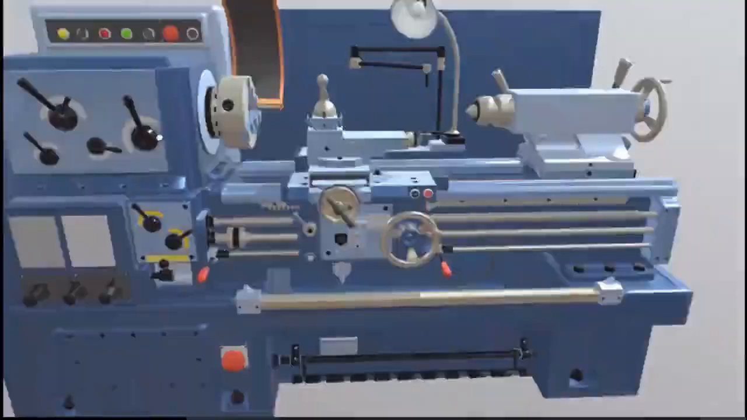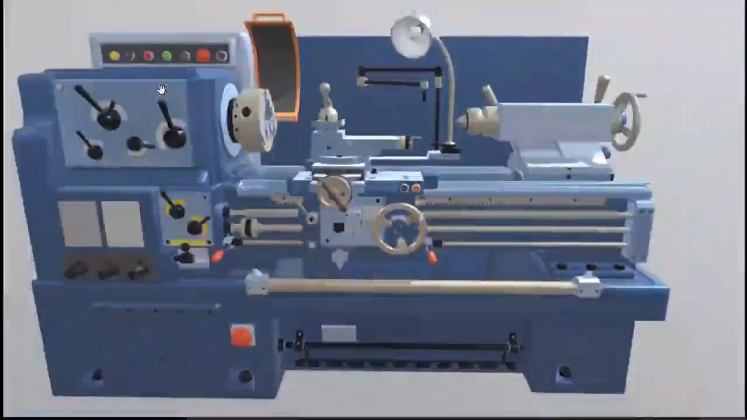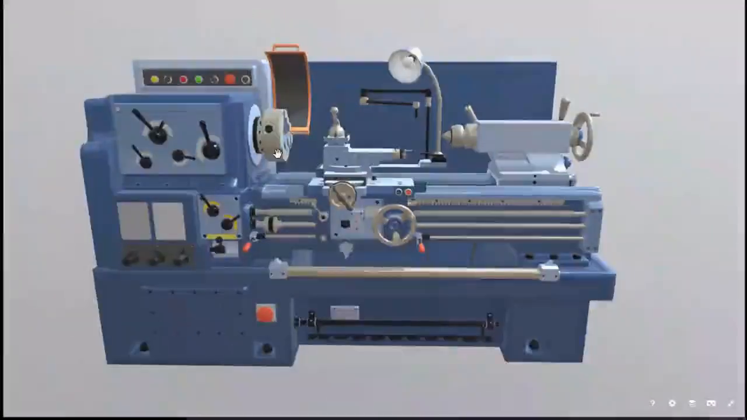So these are the main functions of this lathe machine. These are the constructional features which we have seen. Almost all parts are shown. This one is known as the emergency stop. Whenever you want to stop the machine, you can press this and the machine will immediately stop.